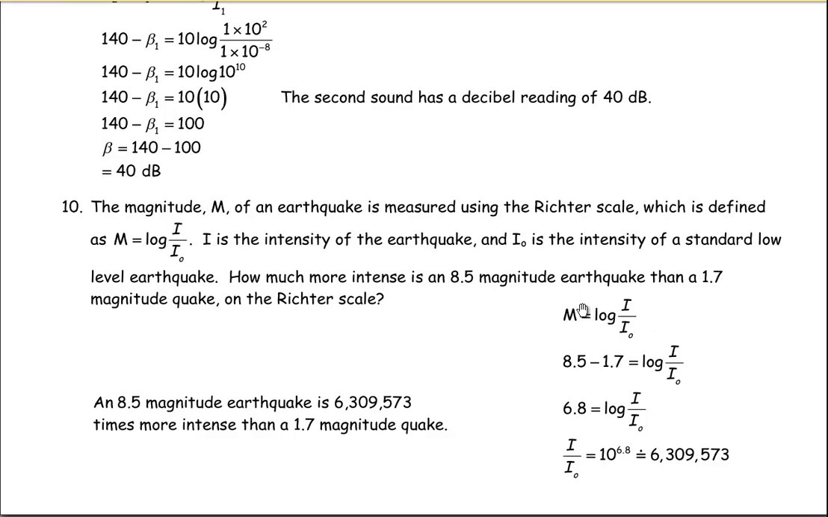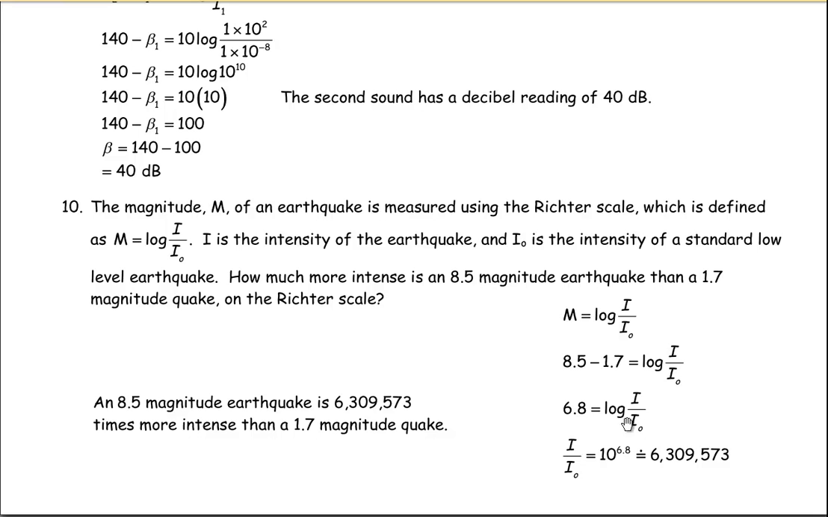So we use our formula, and similar to the sound one in question 9, we're going to use the difference between the two magnitudes. So we would take 8.5 and subtract 1.7. The difference between them is a Richter scale reading of 6.8, because that's what M is. It's a Richter scale reading, so in this case it's the difference between the two. So it would equal the log of I over I naught, the ratio that we're looking for.